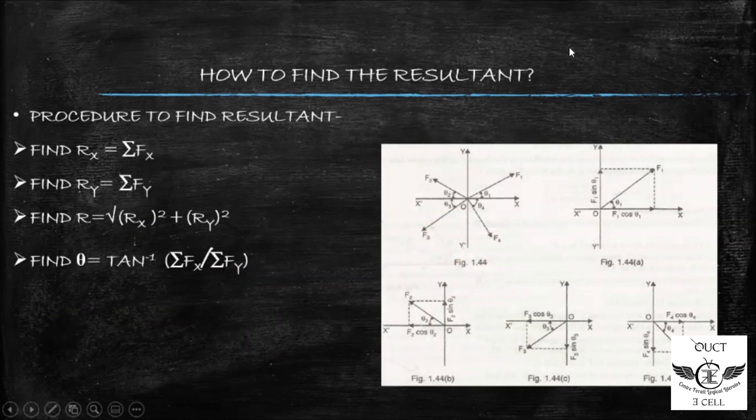To find the resultant, Rx, the resultant along the x-axis is the sum of all the forces acting along the x-axis. The resultant along the y-axis, Ry, is the sum of the forces acting along the y-axis. The resultant of the x-axis and y-axis, R, is equal to the square root of Rx squared plus Ry squared. To find the angle between the forces, tan theta equals sigma Fx by sigma Fy.